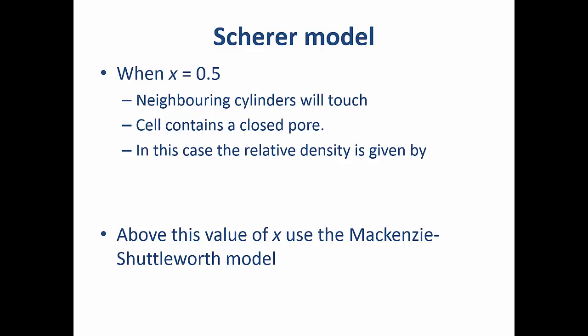When x equals 0.5, then neighbouring cylinders will touch and the cell will contain a closed pore. In this case, you can take that previous equation to show that the relative density is approximately 0.942, which ties in with the previously given values for when pore closure will occur. So the idea of the Shearer model is that if the relative density is above 0.942, then you use the Mackenzie-Shuttleworth model. If you're below that, then you use the model based on these intersecting strings of oxide particles.